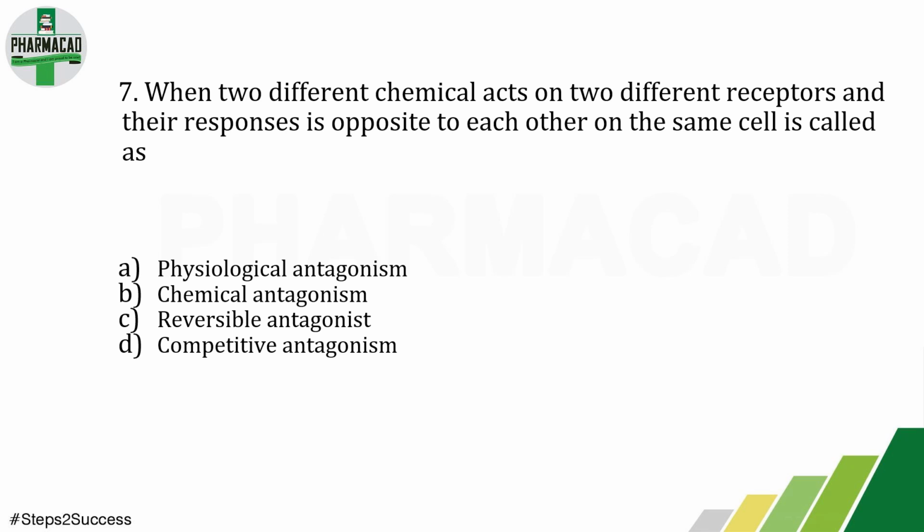Next question, when two different chemicals act on two different receptors, emphasize on the word different. So when two different chemicals act on two different receptors and their responses are opposite to each other on the same cell, it is called physiological antagonism, or chemical antagonism, reversible antagonist, or competitive antagonism.